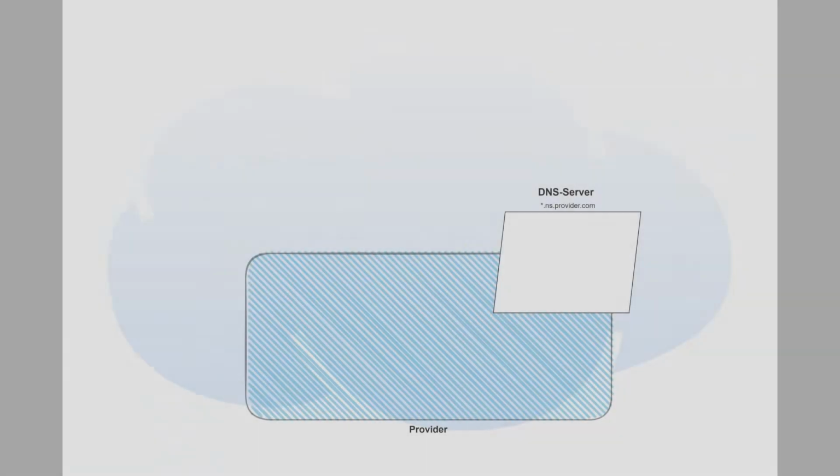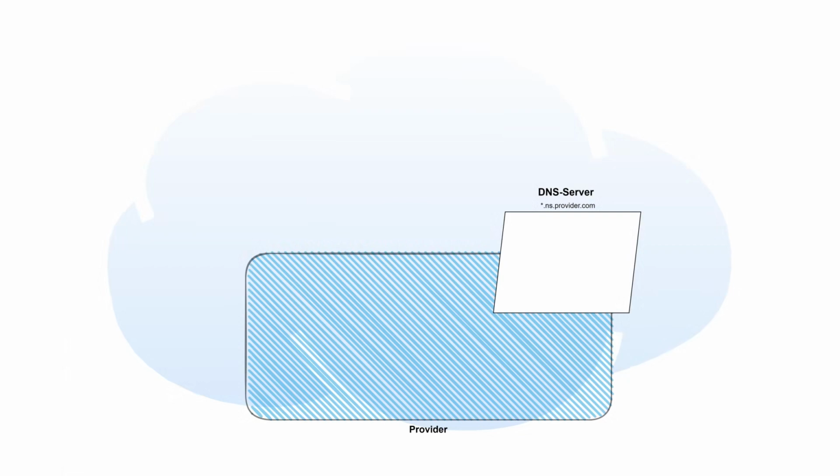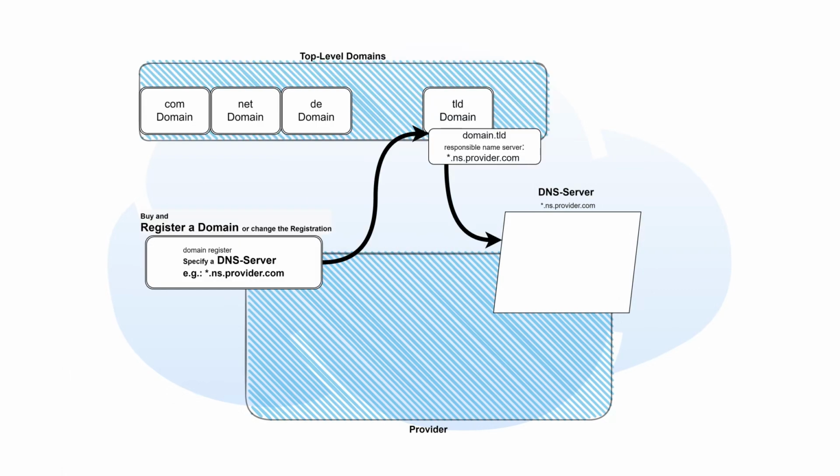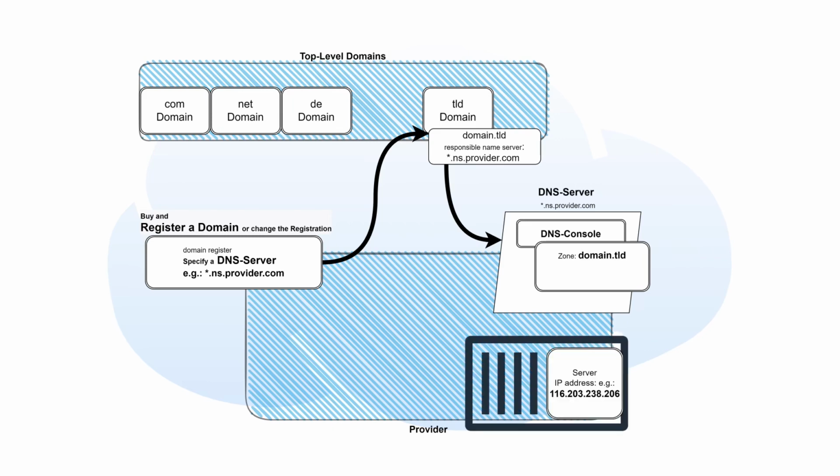In order to access the website via a domain name, a DNS server is required in addition to a domain registration. In my case, this is the DNS server of the provider. If you register a domain or change a registration, you have to specify a responsible DNS server. The administration of the DNS server can then be used to create the zone for the registered domain. Web servers have a public IP address, and in order for websites to be accessible via domain names, all we need now are entries in the relevant DNS zone with the server IP address as the destination.